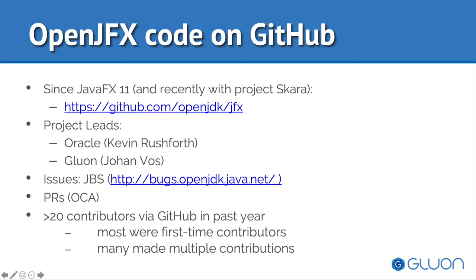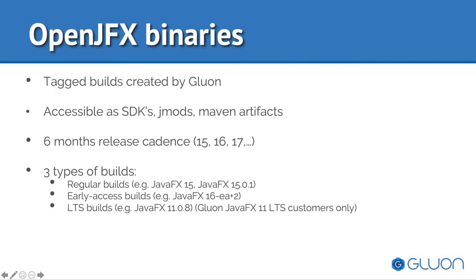We had more than 20 new contributors via GitHub in the past years, and that is a major improvement, and that was actually our goal when we moved to GitHub. Previously, OpenJDK and also OpenJFX was hosted on an isolated repository in Mercurial hosted by Oracle, but it's now being developed in the open, and that made it easier to attract developers.